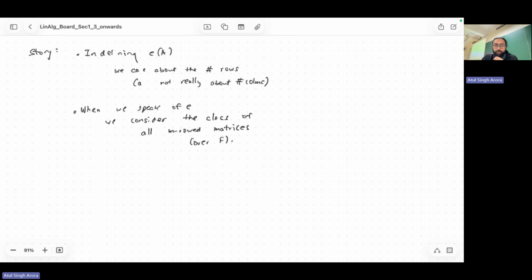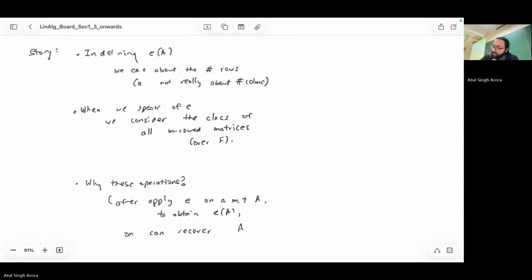Okay. All right. The next point is why these specific operations, right? We could have considered any kind of operation. Why are we specifically looking at these operations? Why these operations? And it turns out that intuitively, after applying E on a matrix A to obtain E of A, one can recover the matrix A by performing a similar operation.